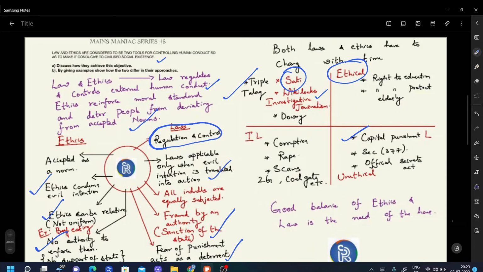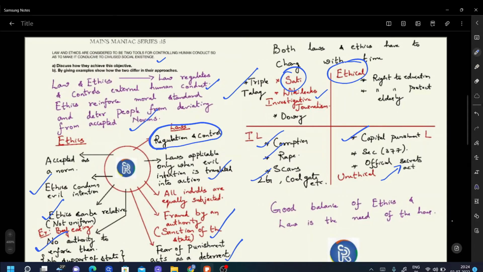Or the Official Secrets Act earlier. It's a law, but it is unethical to some extent. Now we are talking about transparency, right to information, etc. Similarly, some things are unethical as well as illegal, for example corruption, rape or scams. So we have to put such diagrams in the exam so that we can give direct examples. This kind of graph can make the examiner understand things better.